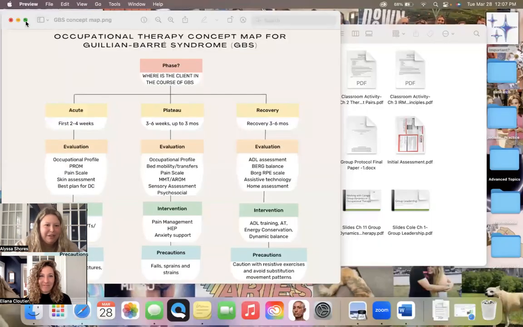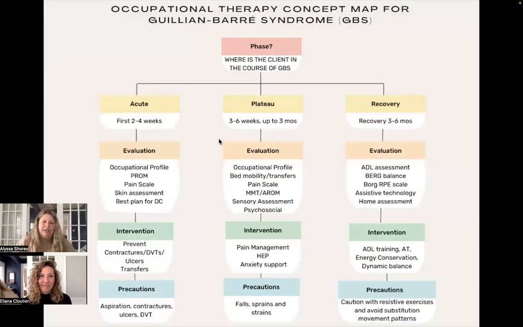The last thing we have is our concept, really just breaking down what we did in our presentation and what you would do as an OT if you had a client with GBS. It's really important to know what phase they are in, where they are in their stage of recovery and the stage of the disease progression. Where they are really is dependent on what you can do as an OT. A lot of it we've already discussed. I would like to point out that psychosocial can be in all three phases, as well as occupational profiles.